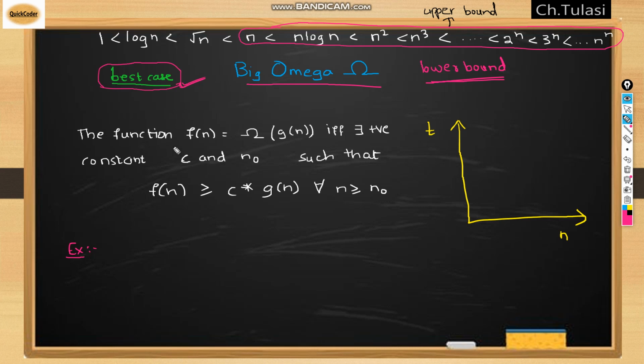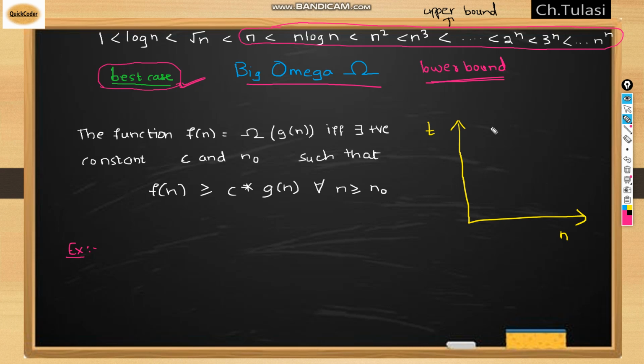Okay, so the function f of n is equal to big omega of g of n if there exist a positive constant c and n naught such that f of n is always greater than or equal to c into g of n for all n greater than or equal to n naught.